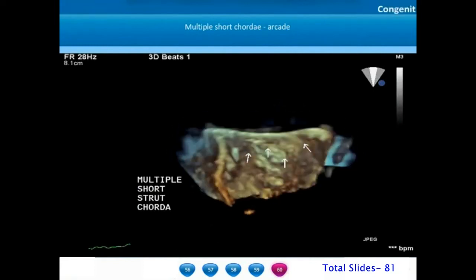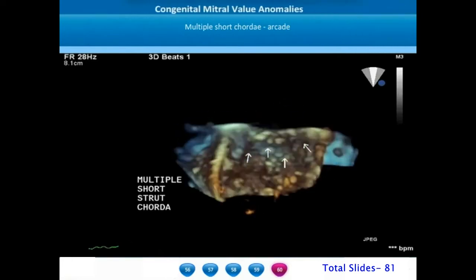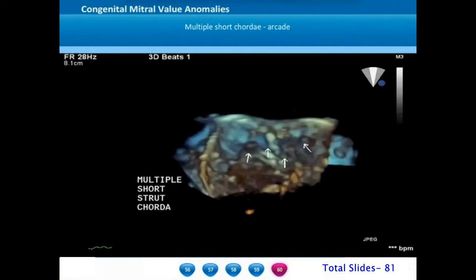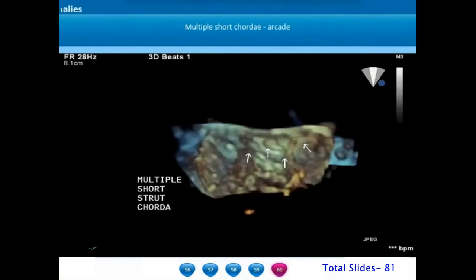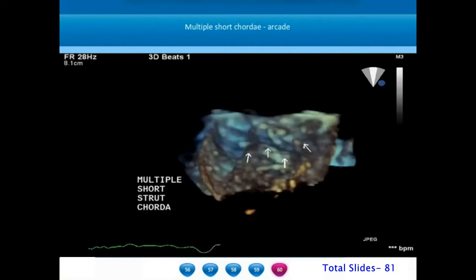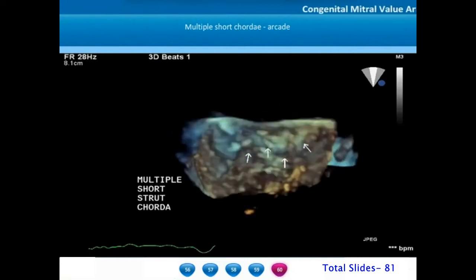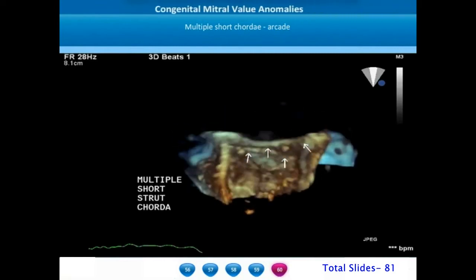On a three-dimensional echocardiogram, when we crop off the anterior wall of the left ventricle and visualize the posterior mitral leaflet along with the posterior left ventricular wall, we can notice there are multiple small papillary muscles and shortened chordae which are seen on the posterior wall of the left ventricle and getting inserted into the mitral valve leaflets at multiple points.